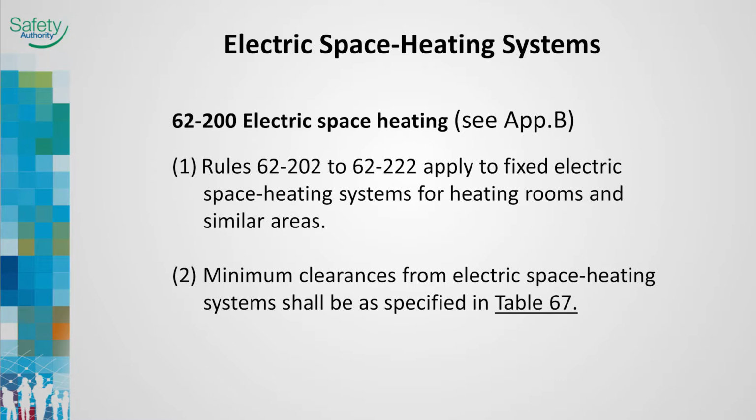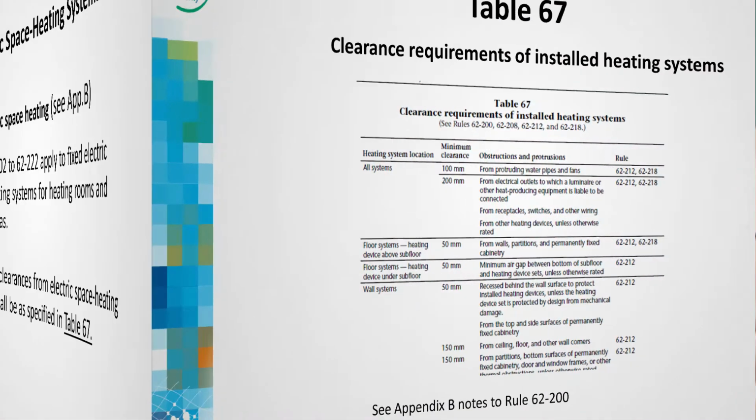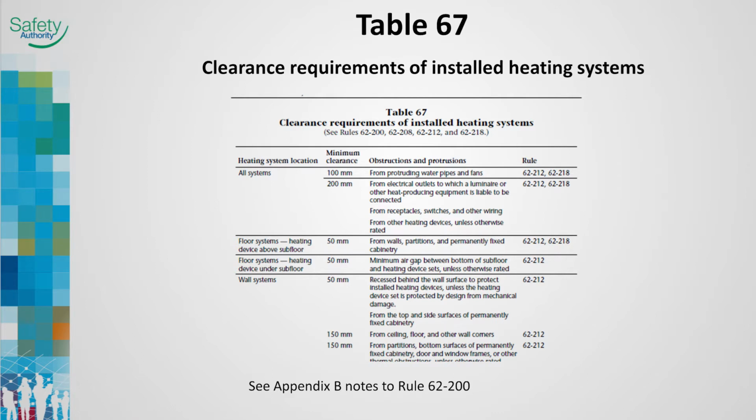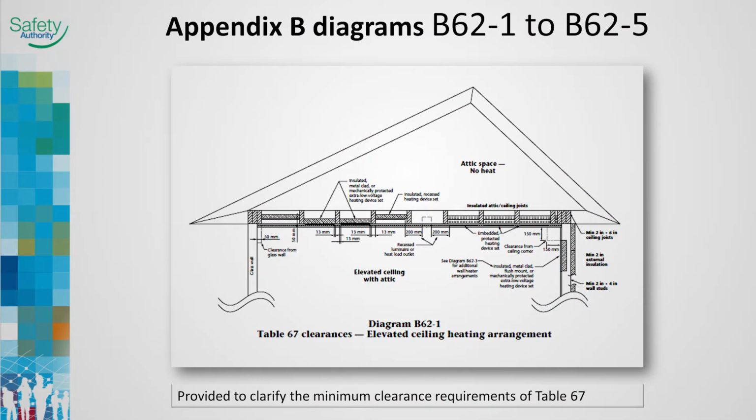Rules 62-202 to 62-222 apply to fixed electric space heating systems for heating rooms and similar areas. Minimum clearances from electric space heating systems shall be as specified in Table 67. CSA has developed Table 67 as a reference to assist users of the code in ensuring minimum separations are maintained between heating systems and building structures, building systems and equipment found within the building occupancy. This is one of 5 illustrations provided in Appendix B to clarify the requirements of Table 67.